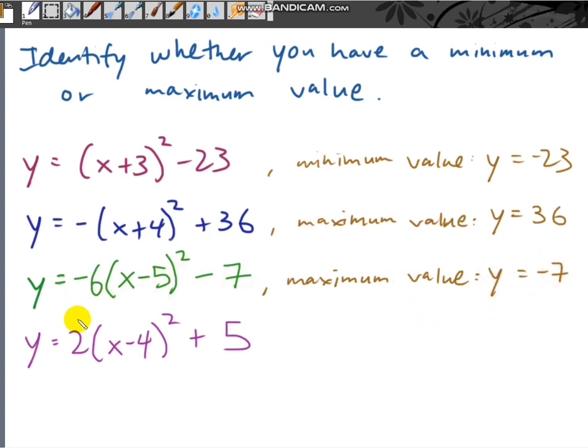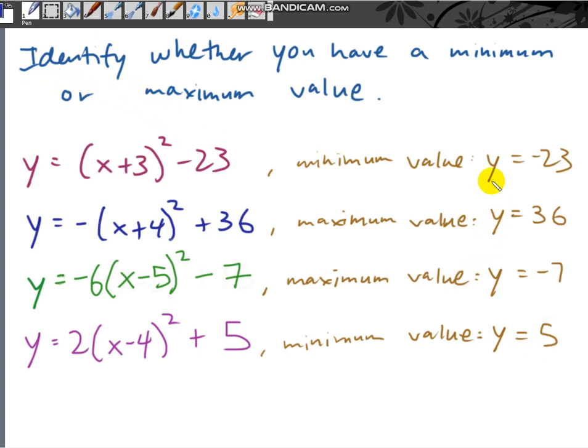Okay. And then we have this one here. We look at the sign in front. The sign is positive. Since the sign is positive, we're going to have something like this, right? So this implies we're going to have a minimum value, and that minimum value is found by just looking at the number in front. So we get y equals 5. Yep. So that is basically how you identify your min and max y values.